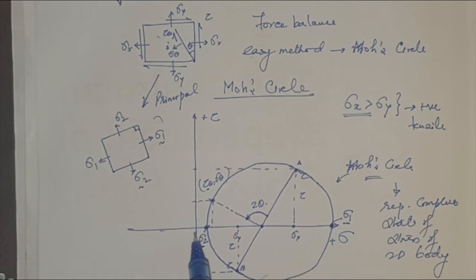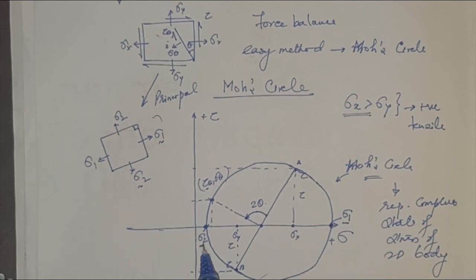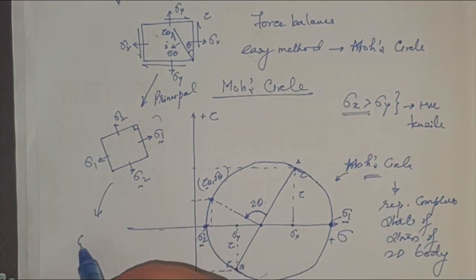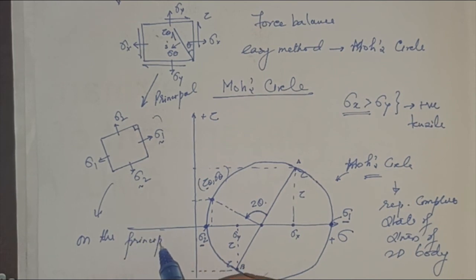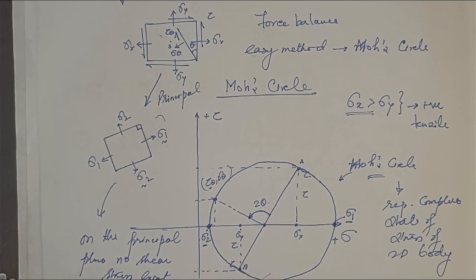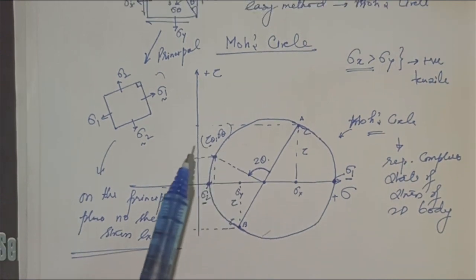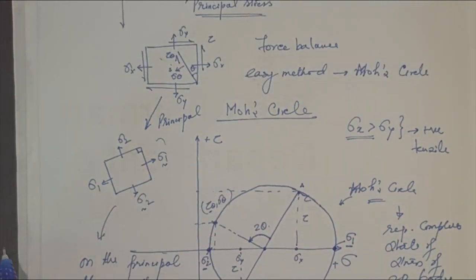And if you analyze this plane, there is no shear stress on this plane. That means shear stresses are zero on this plane. That means on the principal plane, no shear stress exists. On the principal plane, no shear exists. That means you will not be finding any shears along the principal planes.